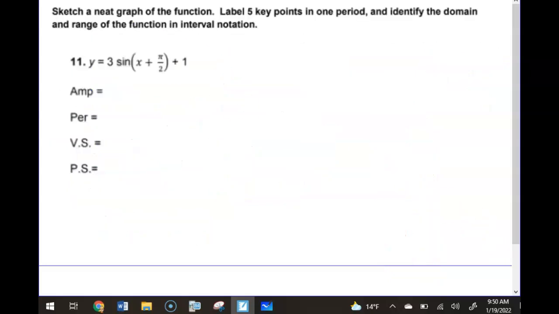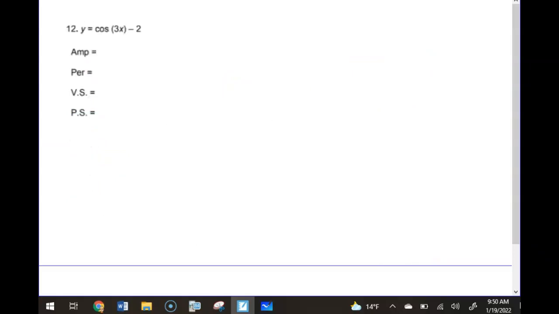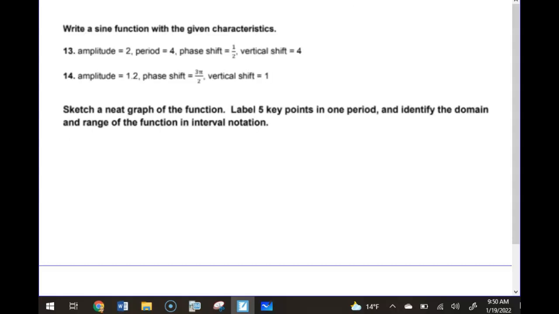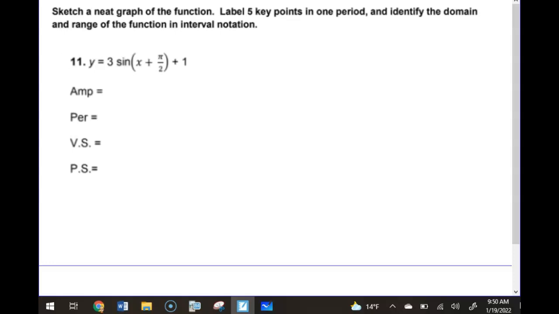Okay, we got another one here with number 11. And I think 12 actually is, we could have done 12 as a warm-up. That one doesn't have a phase shift, right? And then we just got a couple of practice. All right, so this is our last one with a phase shift. I'll just go through this so we can get done quickly here.